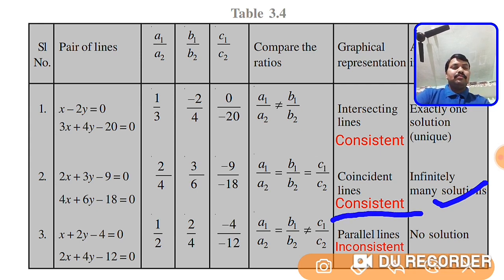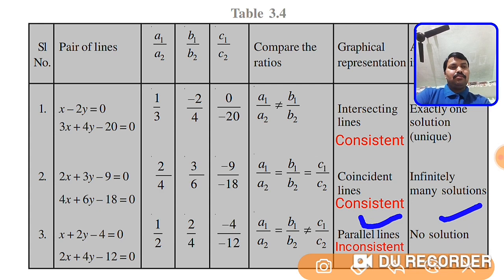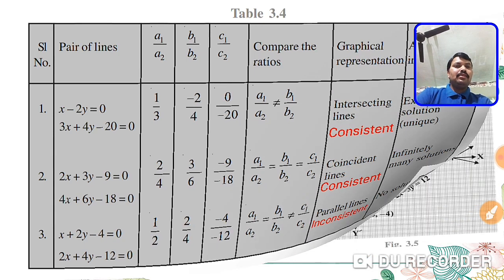In the same way, see the third part. Equations are x plus 2y minus 4 equals 0 and 2x plus 4y minus 12 equals 0. Here the ratio a1 upon a2 is 1 upon 2, b1 upon b2 is 2 upon 4, that is also 1 upon 2. c1 upon c2, that is minus 4 upon 12, will not be equal. So the lines will be parallel and there will be no solution in this case. And the pair will be called an inconsistent pair of equations.